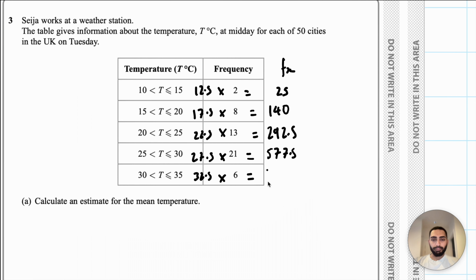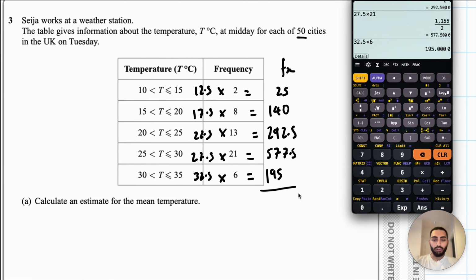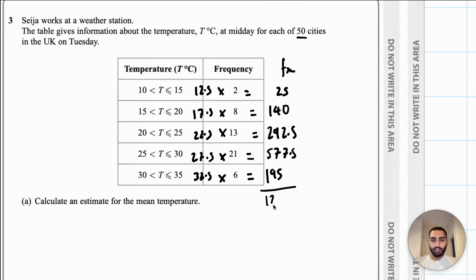When you normally work out mean, you add up all of the numbers and then you divide by how many there are. So here we're going to add up all of these and then we're going to divide by how many there is. There's 50, and that would be the same as if you added up all of these. Let's add up these first. So we've got 25 plus 140 plus 292.5 plus 577.5 plus 195, which is 1230. Then we need to divide that by 50.